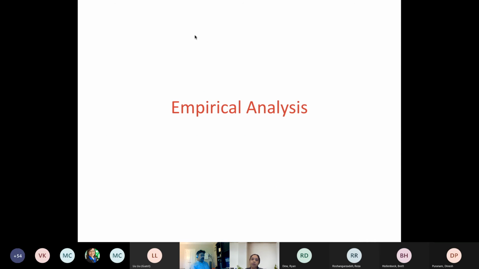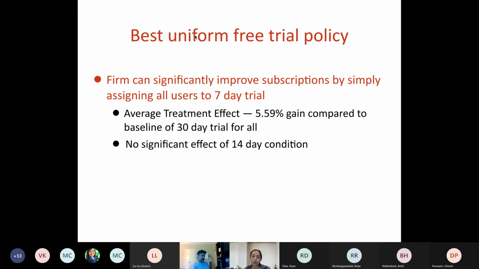Okay, so that was some background about the setting, the data, and the research questions. Let me now show you a little bit of the empirical analysis, and then we'll move on to the personalized policy design. The first thing that we want to do is simply look at the average treatment effect, comparing the table of outcomes for all 3 treatments. And what we find here is that the 7-day trial actually is the best, and it had over a 5.59% gain over the baseline of the 30-day trial.